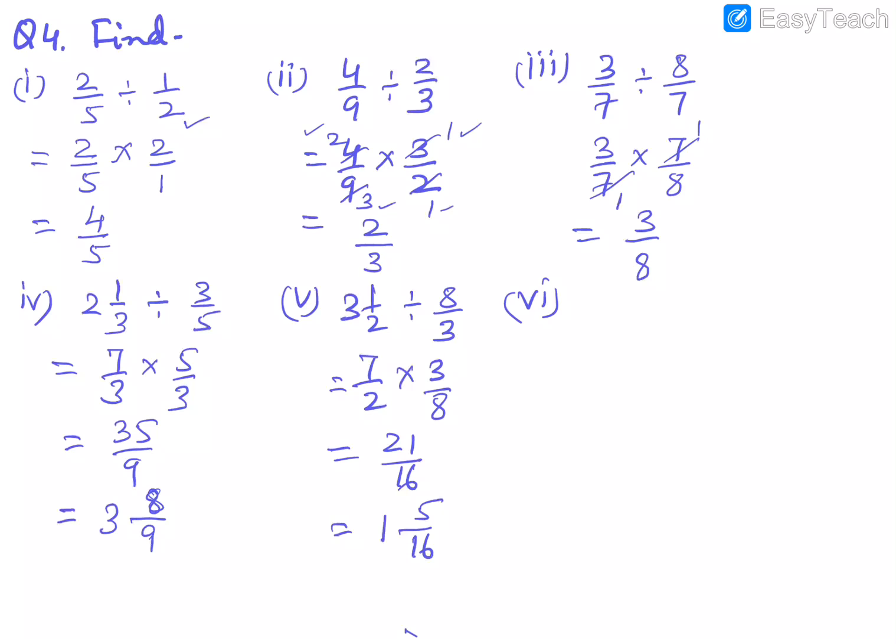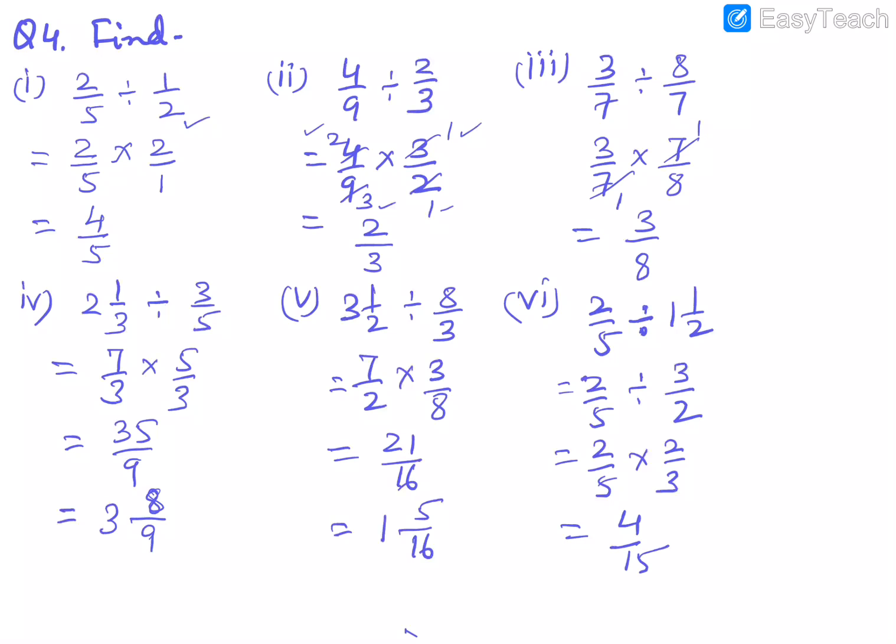Sixth part, 2/5 is to be divided by mixed fraction 1/2. This is 2/5 divided by 2 1's are 2, 1, 3/2. Now 2/5 into 2/3. Finally 2 2's are 4, 5 3's are 15.